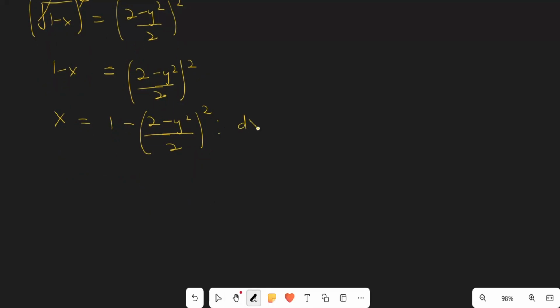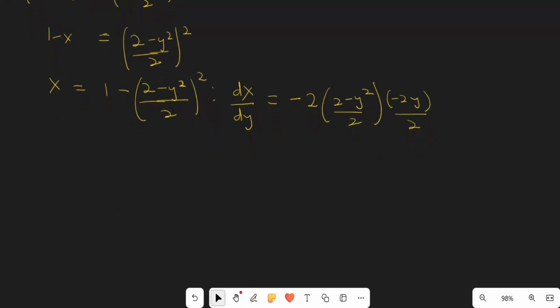Now let's find an expression for dx in terms of dy. So differentiating this one with respect to y, this is a constant surely that differentiates to 0. Then this one becomes negative 2 into 2 minus y squared all over 2. Then you differentiate what is inside the parenthesis, then you multiply by that. So inside the parenthesis, differentiating that is going to be negative 2y all over 2.